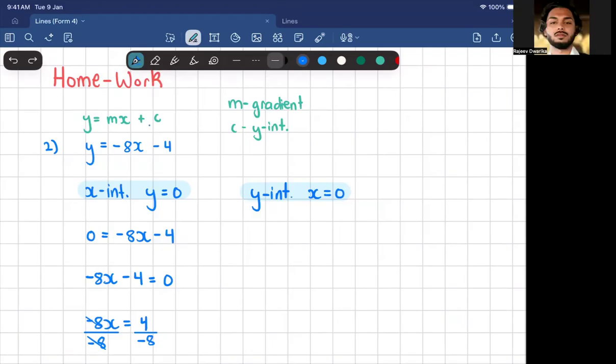So C is the y-intercept. So if you read off C, what do you get? -4. Right. So that essentially means the graph cuts the y-axis at -4.